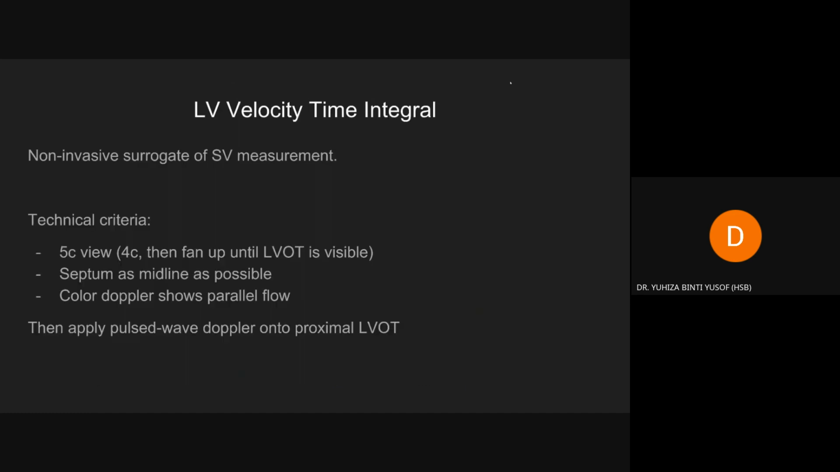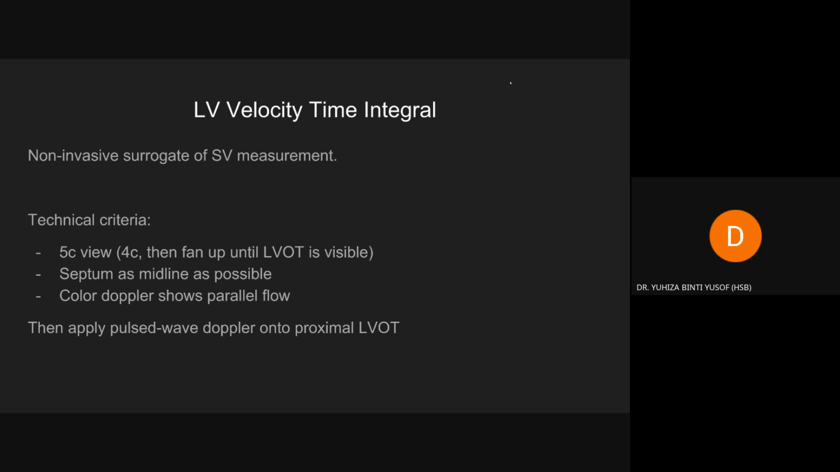So the actual reason for this presentation: the LVOT velocity time integral. The VTI is a surrogate for stroke volume. It allows you to complete that equation and make an informed decision on whether or not the patient can handle volume, and it can also help you to diagnose shock further.